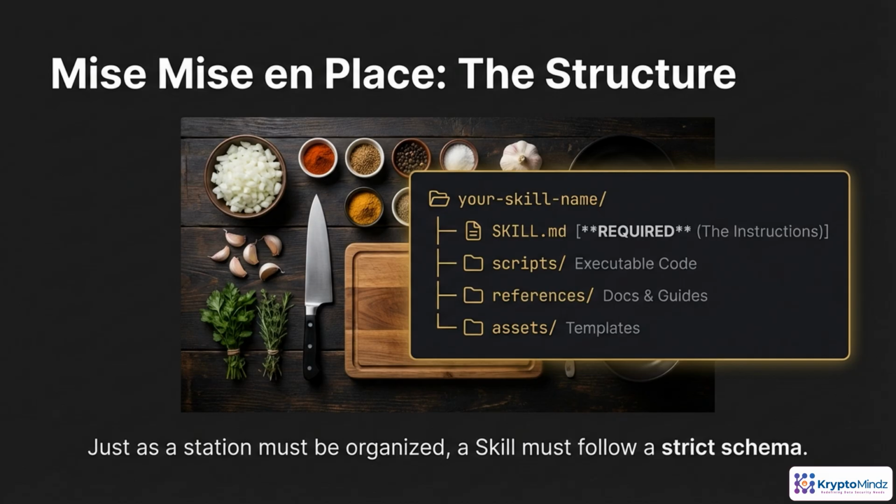Around that, you can add optional pieces. A scripts directory holds executable code that actually does work. References stores background docs or API guides Claude can consult as needed. And assets can contain templates or example outputs. This simple, predictable structure is what lets Claude reliably load, understand, and execute your skill.